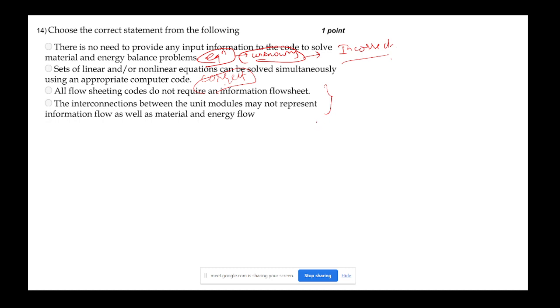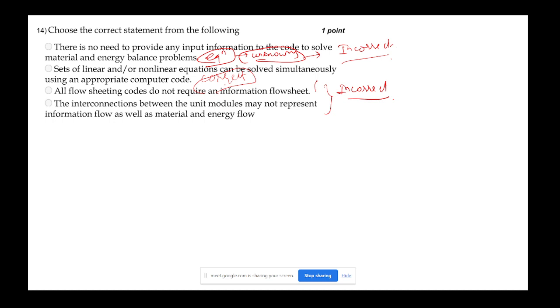All flow sheeting codes do not require an information flow sheet. So this is obviously an incorrect option, because without providing the flow sheet or detailed information about the flow sheet, what is required by the tool, you will not be able to solve any code, because you are not giving input to that system. So this is an incorrect statement, because without knowing the flow sheet, how will you connect, or how will you solve?